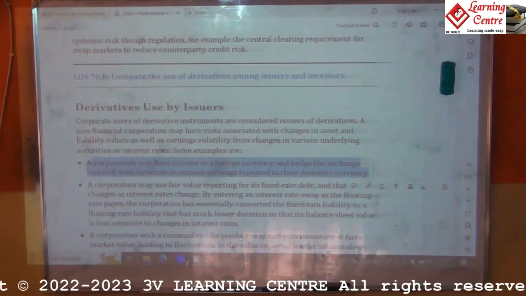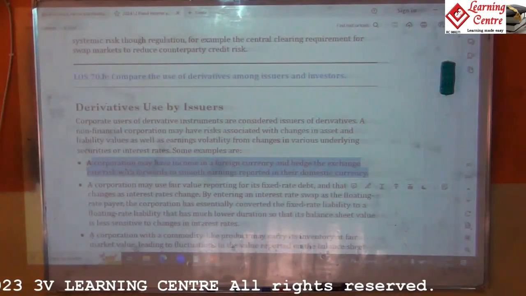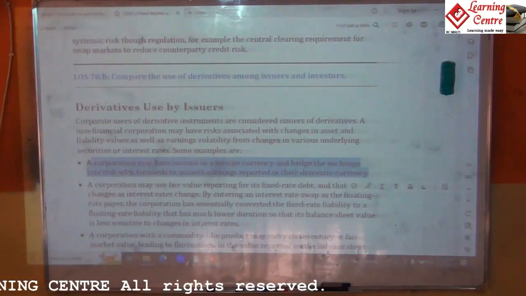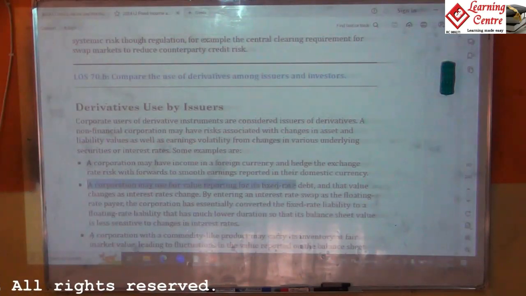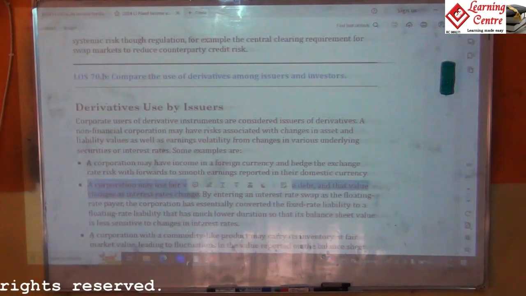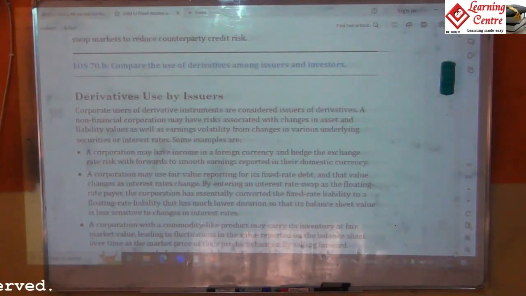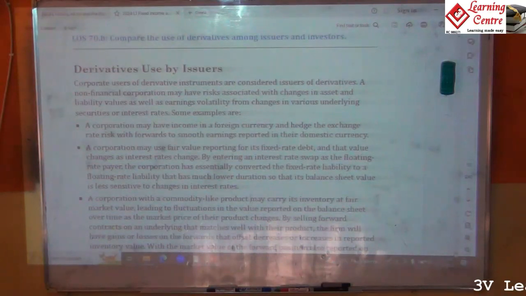So one of the reasons why people use derivatives is to hedge against that. Instead of having all those fluctuations, you know you have a balanced FX. Another is a corporation may use fair value reporting for its debt. This one is just talking about interest rates. When you do a swap from floating to fixed interest rate, that would also affect your valuation. So all these are people that use derivatives.